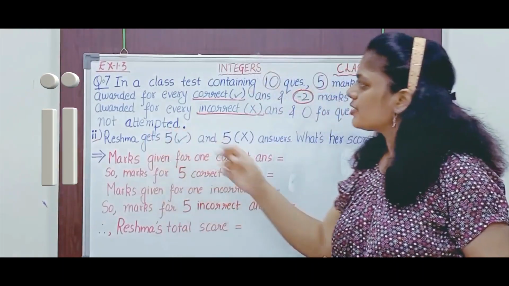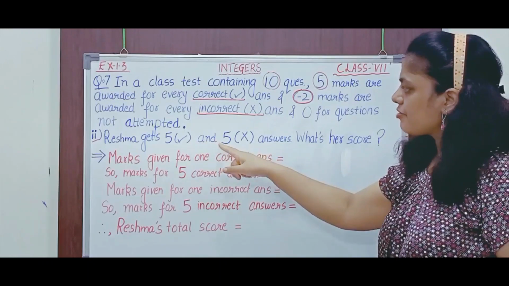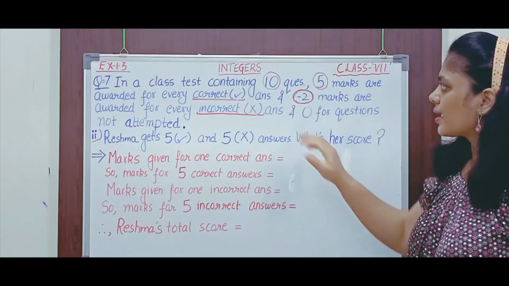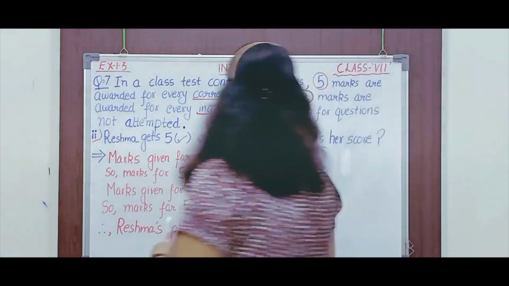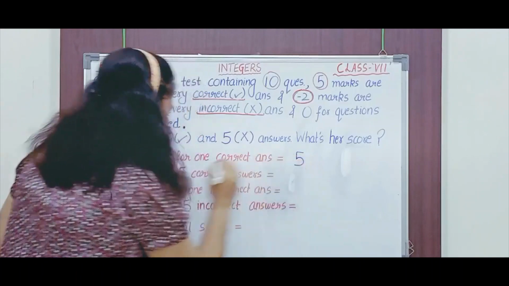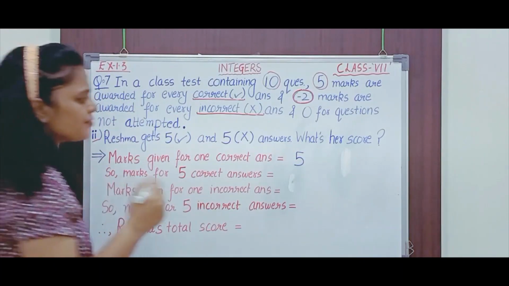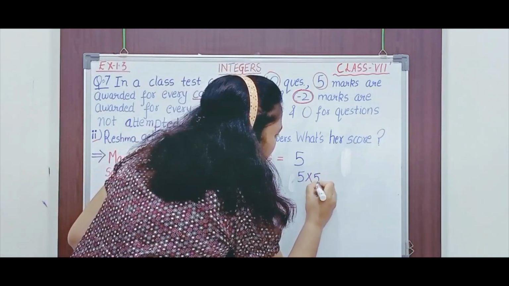Coming on to the second part of the same question, it says Reshma gets 5 correct and 5 incorrect answers. What is her total score? Now again the same question, marks given for one correct answer is 5. So I'll just write it over here, 5. So marks for 5 correct answers would be 5 into 5. I just explained you with the help of chocolates, right? So it would be 5 into 5, which is 25.